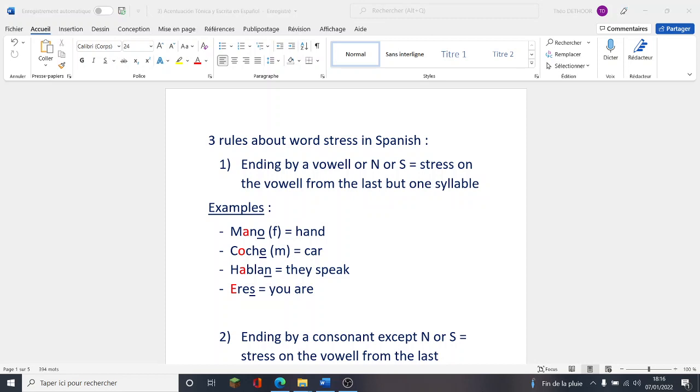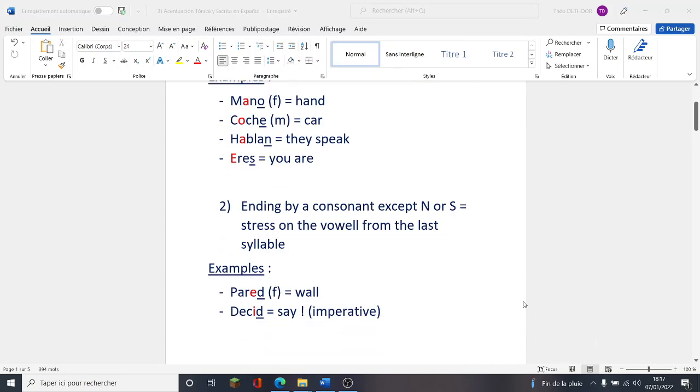You're supposed to pronounce mano, and it's feminine and it means hand. You're supposed to pronounce coche, it's masculine and means car. You're supposed to pronounce hablan, which means they speak, and you're supposed to pronounce eres, which is you are. So those are examples for words ending in vowel, N or S. So what about the other ones? Well, it works like that.